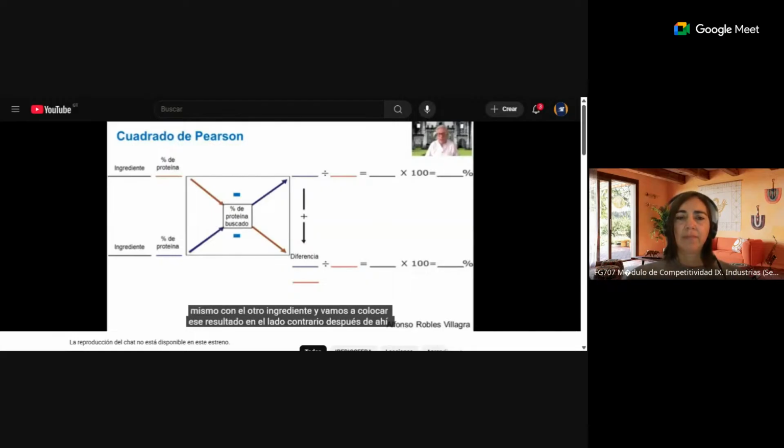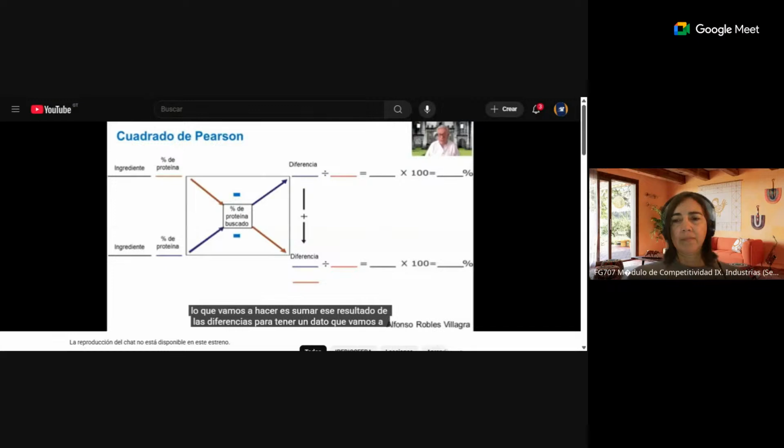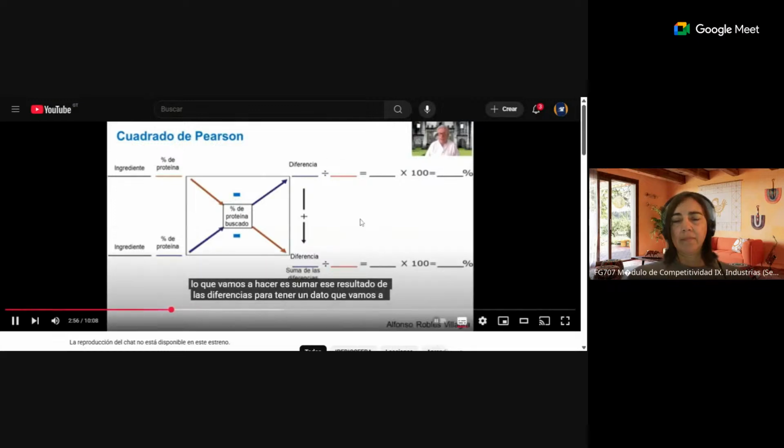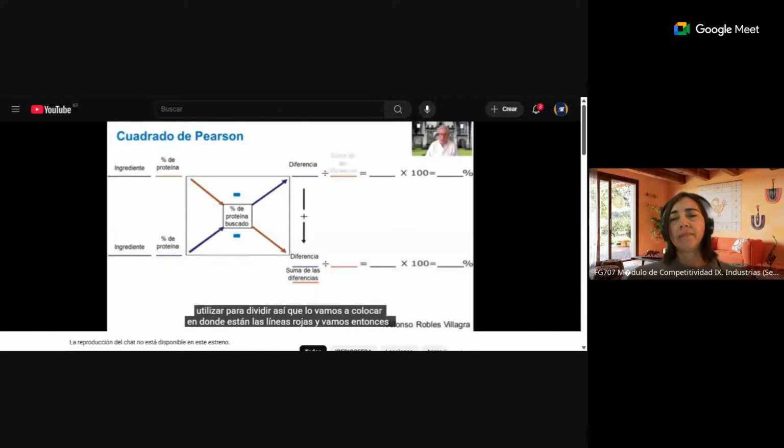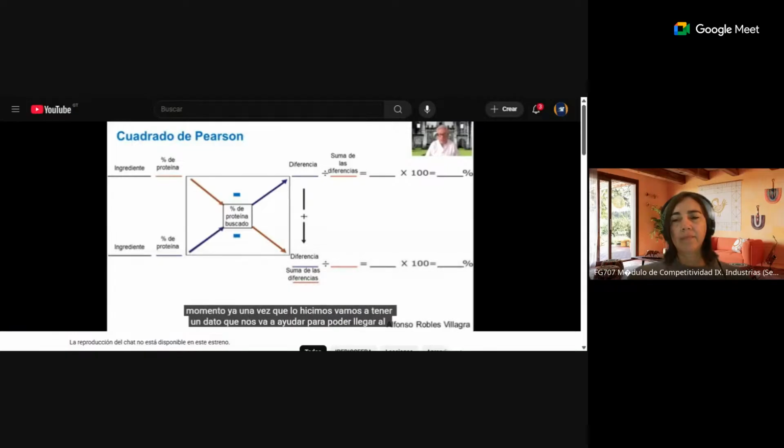Vamos a hacer exactamente lo mismo con el otro ingrediente y vamos a colocar ese resultado en el lado contrario. Después de ahí, lo que vamos a hacer es sumar ese resultado de las diferencias para tener un dato que vamos a utilizar para dividir. Así que lo vamos a colocar en donde están las líneas rojas y vamos entonces a dividir el resultado de la resta o diferencia entre el resultado de esa suma que tuvimos en este momento.